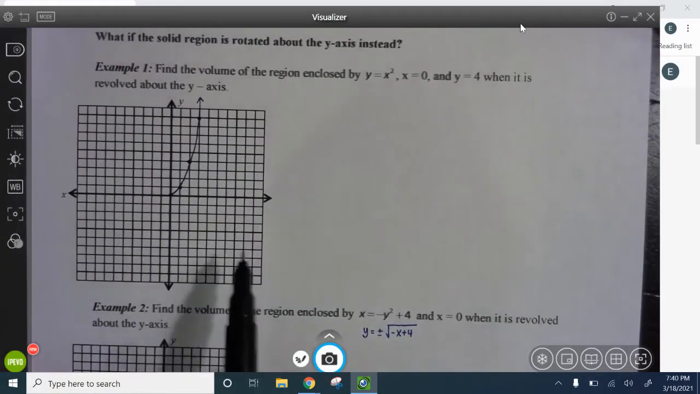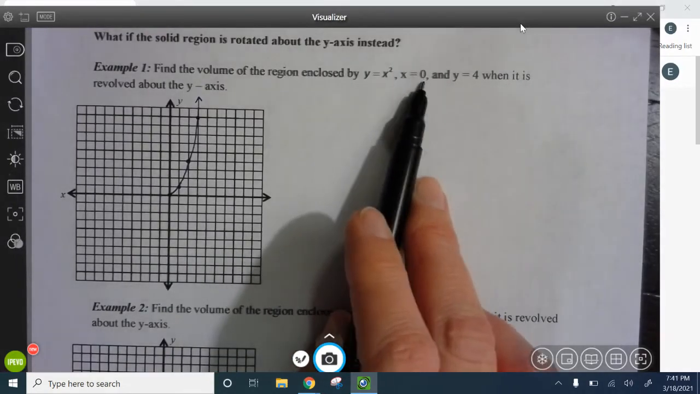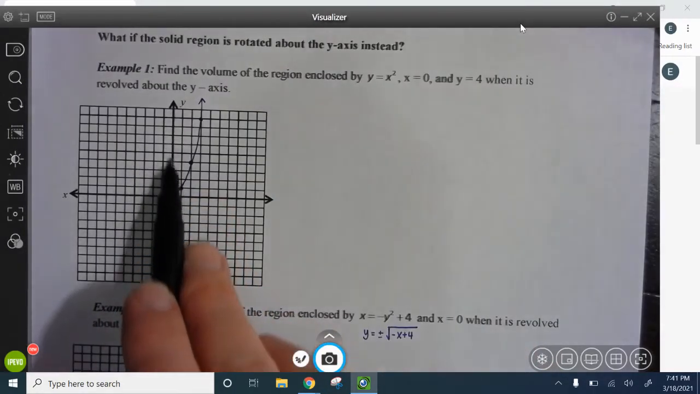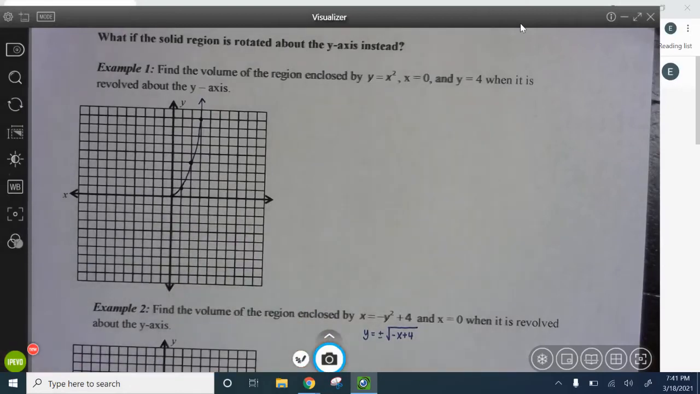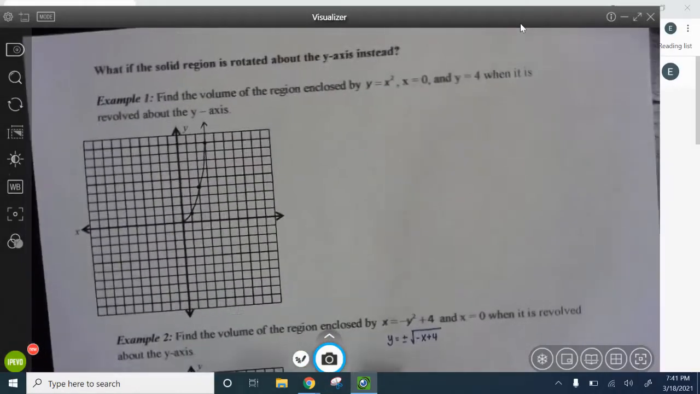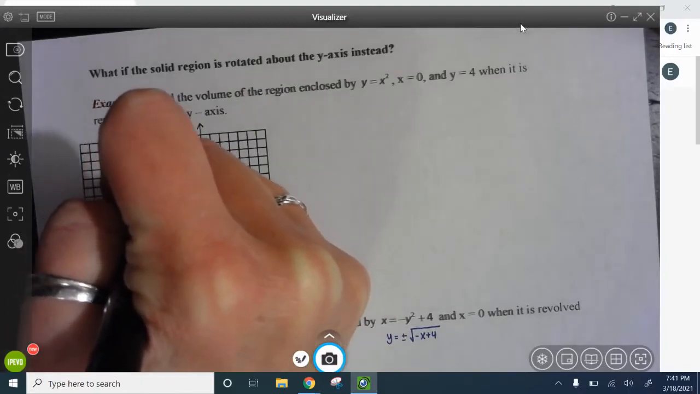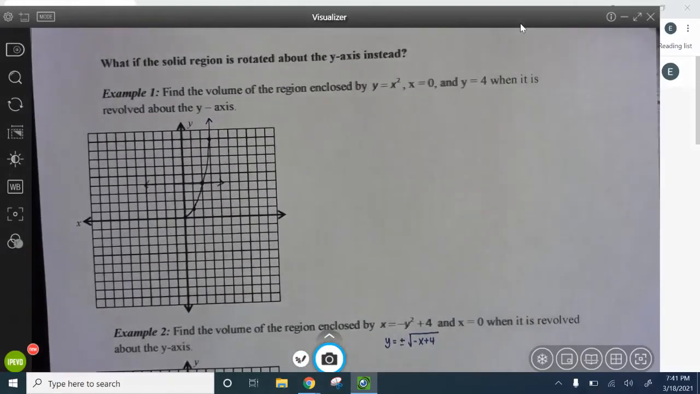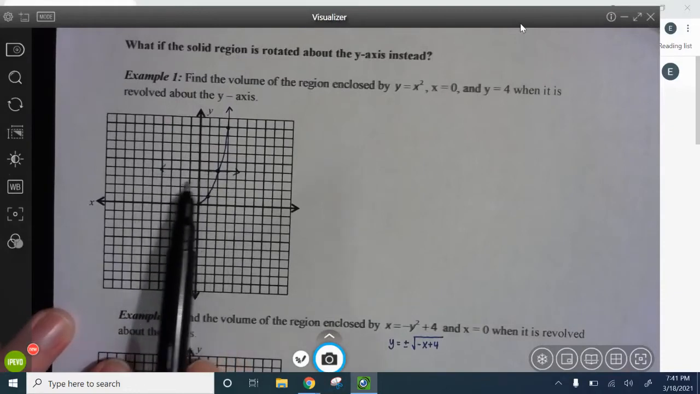So again, I just sketched in this curve y is equal to x squared. I know I'm bounded by x is equal to 0, so that's why I didn't draw the other half of my parabola, because here's the line x is equal to 0. And I'm also bounded by the line y is equal to 4. And this time I'm rotating about the y-axis. So instead, I'm actually going to be rotating this way.